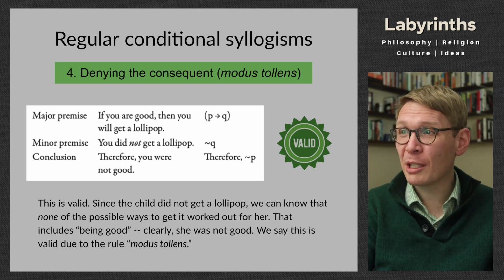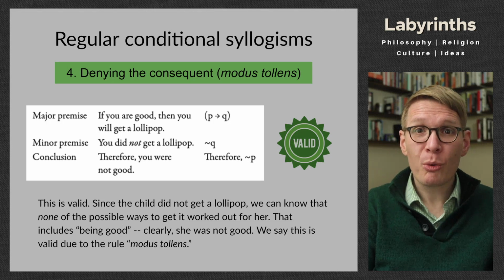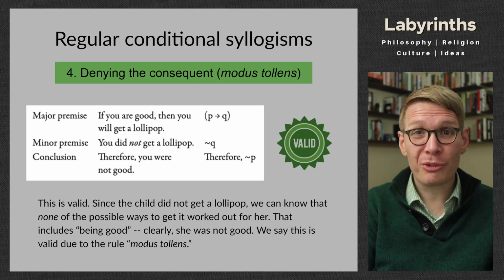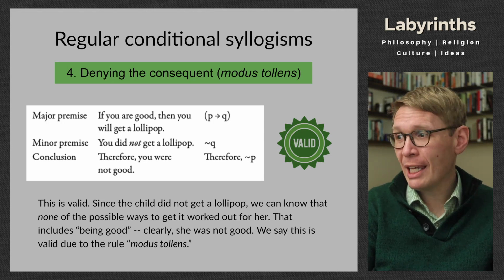Because if we're holding that the major premise is true, so we're trusting that, then she'd have a lollipop if she'd been good. Therefore, we can know that she at least was not good. Also, as it happens, she didn't get the lollipop in any other way.